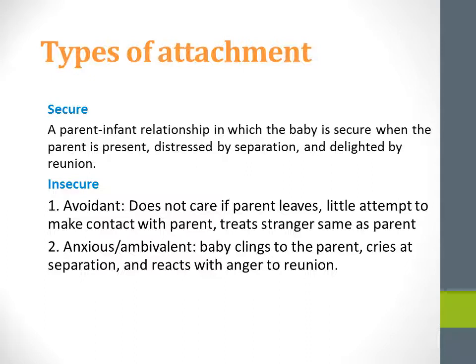Insecure attachment then has two subtypes. So we have the avoidant subtype and the anxious ambivalent subtype. With the avoidant subtype, these children don't seem to be distressed at all when the parent leaves. They make little attempts to engage with the parent, and essentially they treat the stranger in the room the same way that they treated their parents. So that's the avoidant attachment style. And then anxious ambivalent, these children cling to the parent. They cry profusely at the separation, and then when the parent returns, they're angry. They are very put off by the parent's behavior.